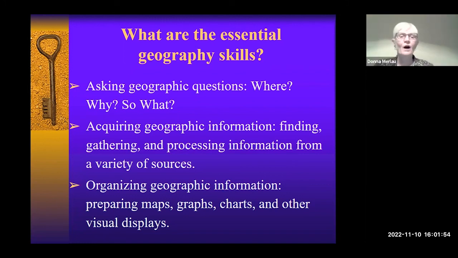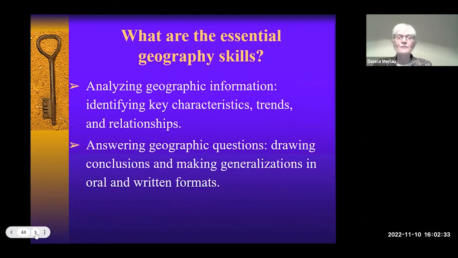Okay. All right. So when you're asking geo questions and you're working with geo skills, it's where, why, so what? It's acquiring geographic information, finding it, gathering it, processing it, and using a variety of sources. You saw me use satellite maps. You saw me use poetry. You saw me use children's books. There's a lot of different ways you can do this. I used charts and photographs. So lots of different ways that you can gather information and have kids relate spatially, geographically to it. Okay.